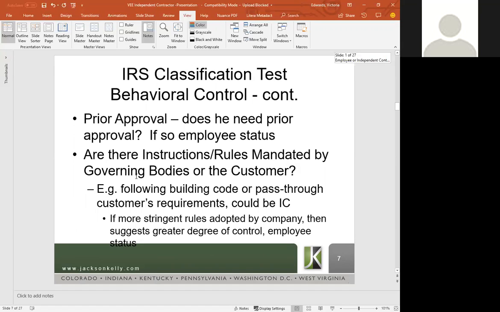Another area, do they have to get prior approval? If so, they may be considered an employee. Are there instructions or rules that mandate what they're supposed to do? If they're a normal building, for example, general contractor, if there are building codes they're supposed to adhere to, that's one thing. But if you're adding on more rules in addition to what they're supposed to do by law anyway, that can be considered a greater degree of control, and they can be considered employees.